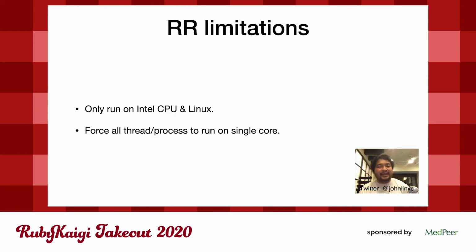RR has some limitations. The first one is that since it's using an Intel-specific performance counter, it only runs on Intel CPUs. Since it's using ptrace, it's only available on Linux. Another one is that it forces all threads and processes to run on a single core, so if your program is multi-core, you're going to be slowed down quite a lot. Otherwise, the performance is quite good.